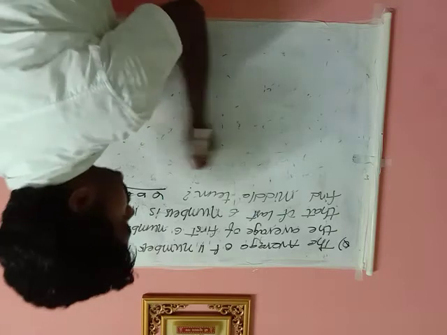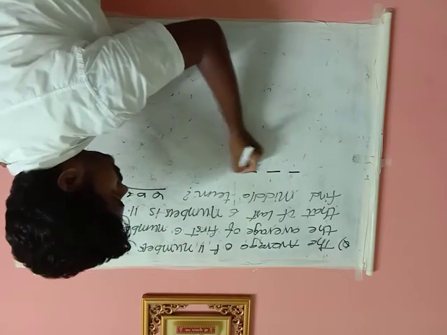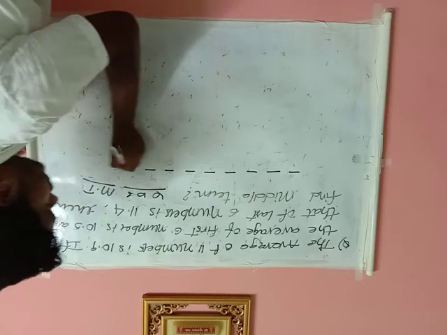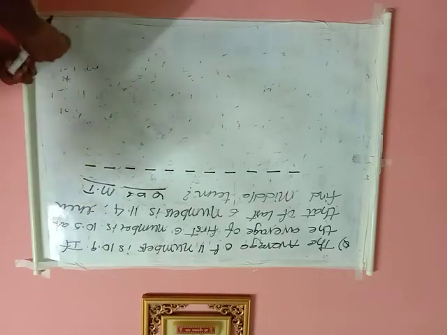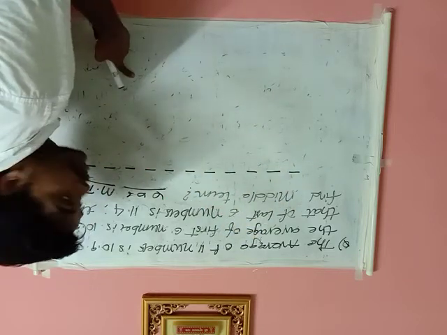Initially I will be taking how many slots? 11 slots: 1, 2, 3, 4, 5, 6, 7, 8, 9, 10, 11. Now see, did he tell that these are in AP? Did he tell that these are in AP?